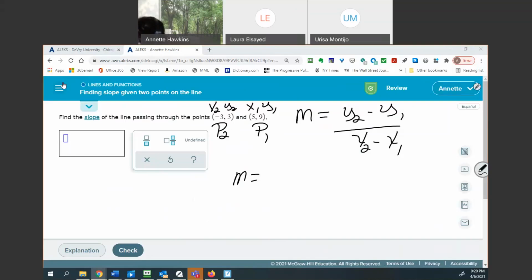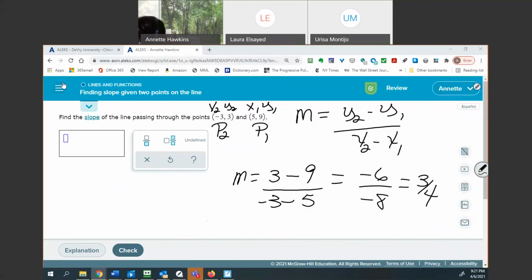All right, I need to find y2. I need to go to point 2 and find y. That's 3. Y1, I need to go to point 1 and find y. That's 9. X2, I need to go to point 2 and find x. X1, I need to go to point 1 and find x. 3 minus 9 is negative 6. Negative 3 minus 5 is negative 8. A negative divided by a negative is a positive, and we get 3/4. So the slope is a positive 3/4.